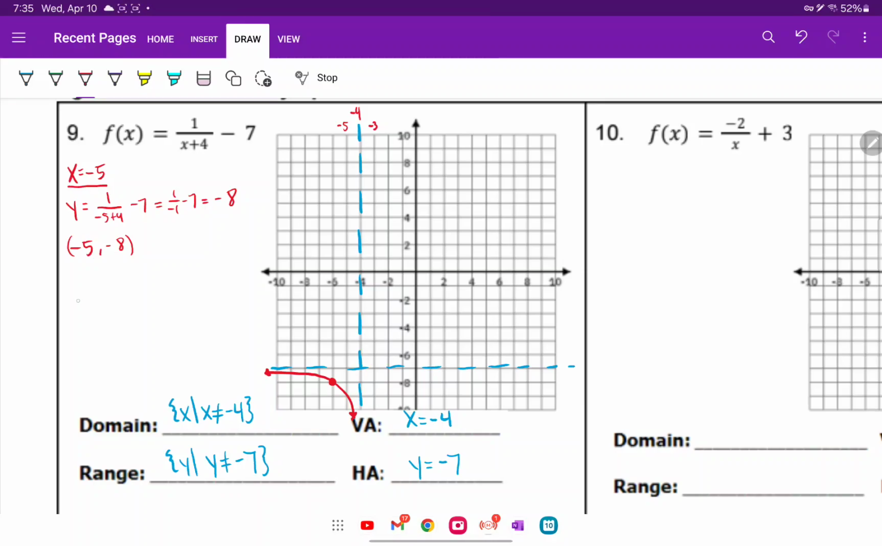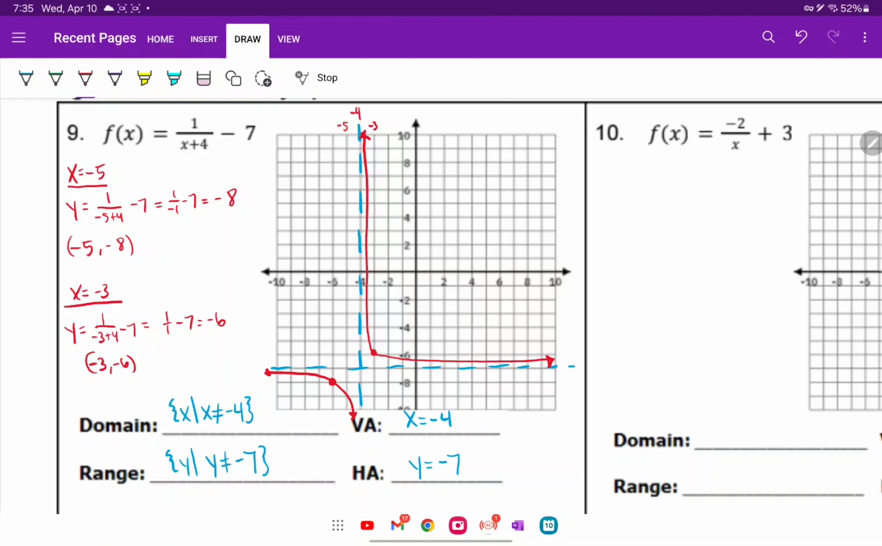Alright, so we're going to test now x equals negative 3. Plug it into the function. This would be 1 over 1, which is 1, and 1 minus 7 is negative 6. So my second ordered pair is negative 3, negative 6. And there we can see it's right there. And this one I'm going to try my best to draw it without making it look too bad. So get close to the asymptote without crossing or touching. Same with the horizontal. And there's my graph.